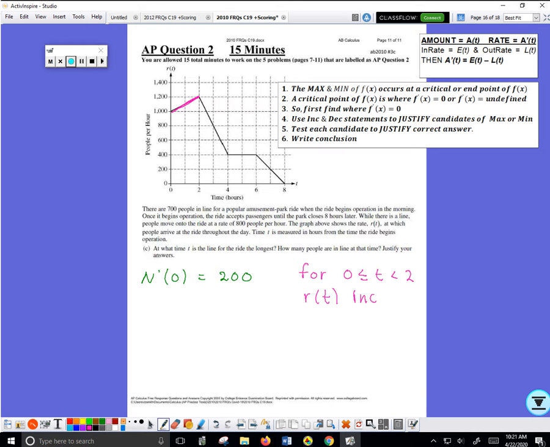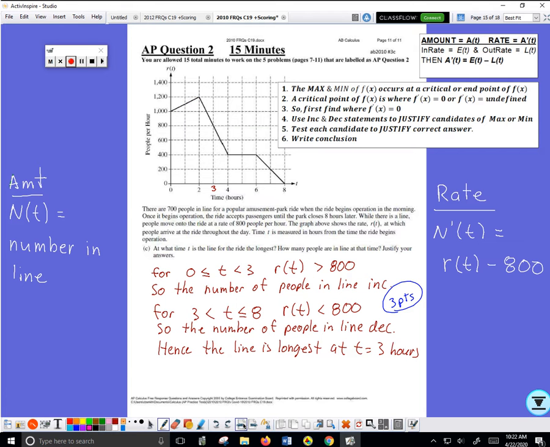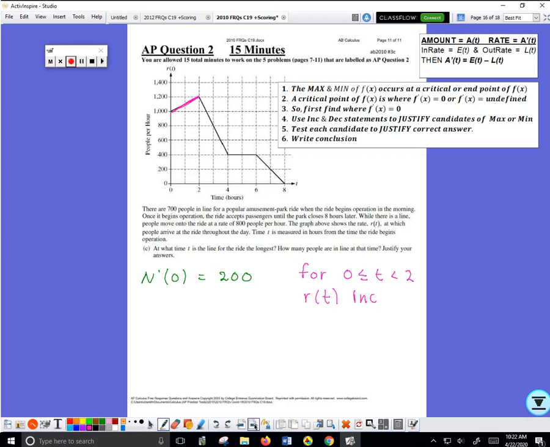Would big R of t also be increasing? Because if you subtracted 800 from any of those numbers, it would still be going up. Right, so the symbol I'm going to use for that is what I had on this page, where I said my n is the number of people in line, and n prime is the rate at which that number changes. So absolutely correct that for this time period, n prime of t is also increasing. Because all you're doing is saying, at time 0, n prime is 200.